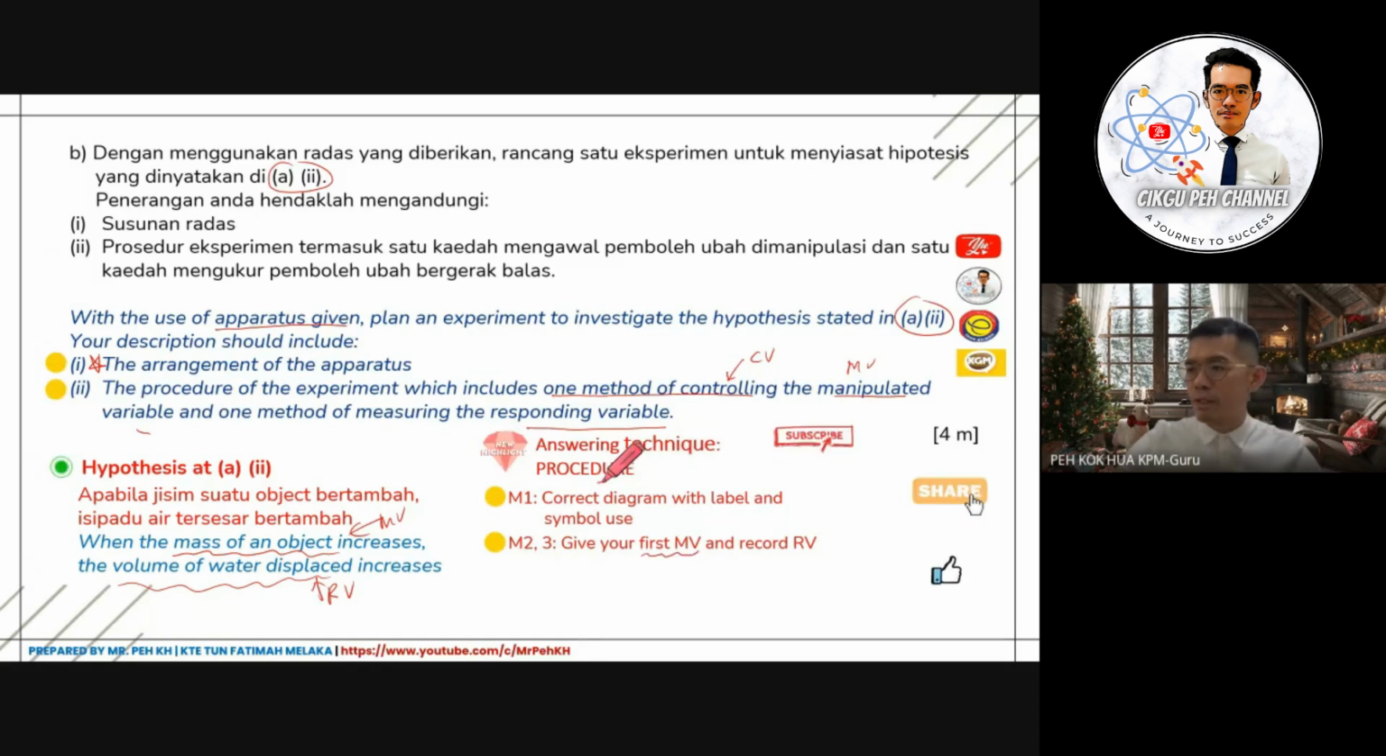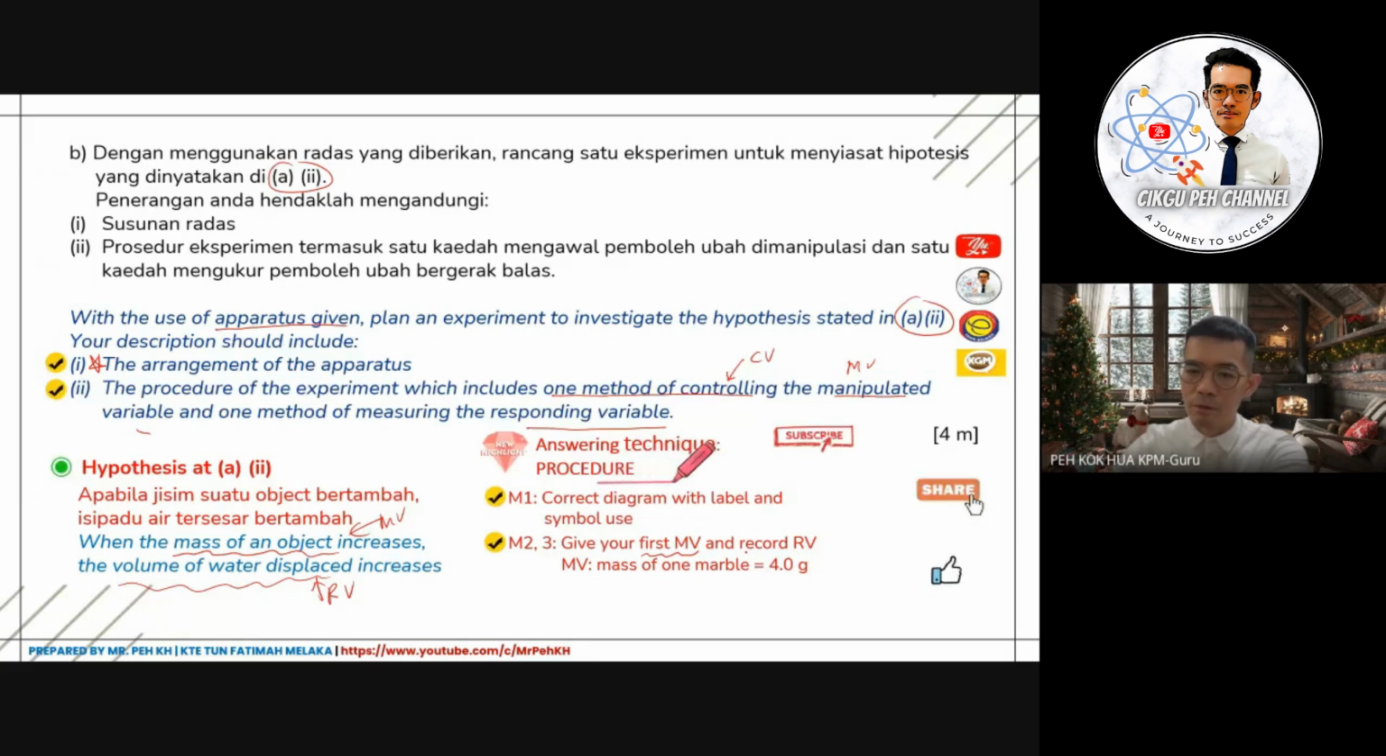Just now, if you still remember the apparatus given here, we have 5 pieces of marbles, where the marbles have equal mass, which is 4 grams. So that means our first MV will be 1 marble, which is 4.0 grams.